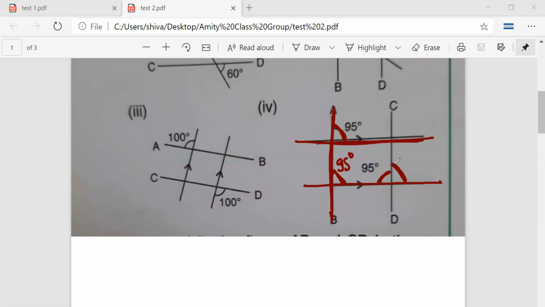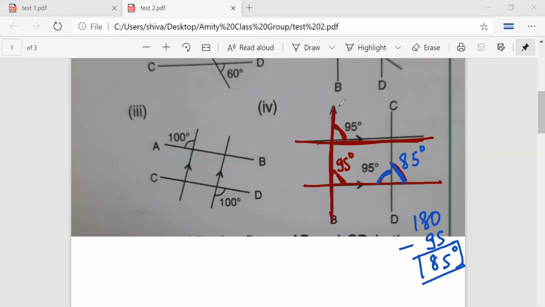Therefore, this angle would be, Mr. Sarthak? This is 95. Therefore, this angle, Mr. Satya, would be 85 degrees. Mr. Sarthak, any doubt? No, sir.